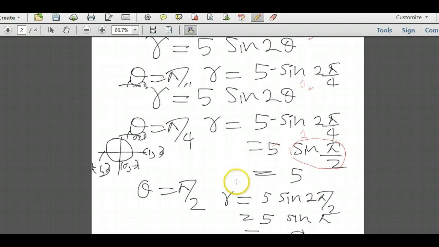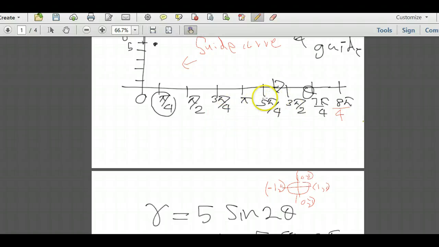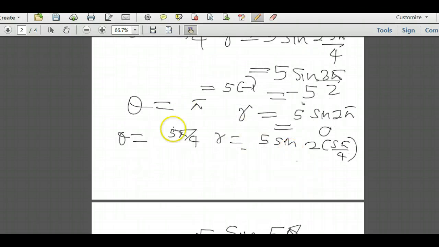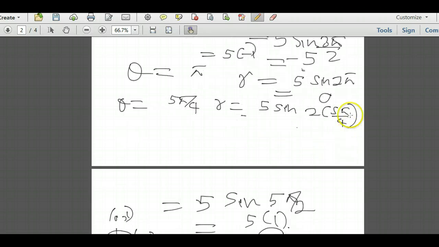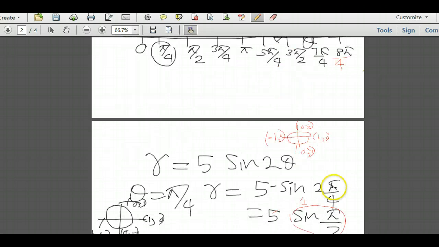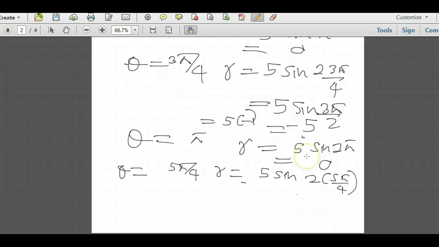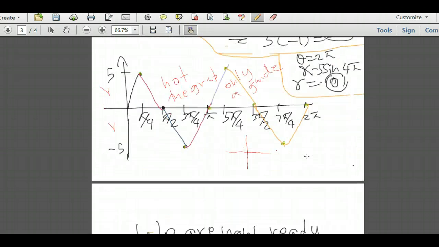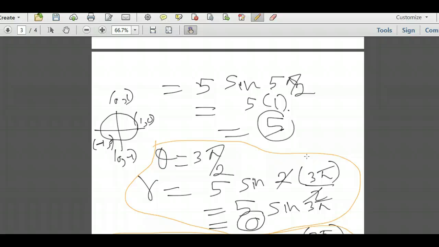And next you go what? After, 5 pi over 4. So you plug in 5 pi over 4, you get r is equal to 5 sine of 2 times 5 pi over 4. The 4 will cancel off, we'll get 5 pi over 2. Now what is 5 pi over 2? Let's start counting. 1, 2, 3, 4, 5. 5 pi over 2 is right here, and the y coordinate will be 1. So sine 5 pi over 2 is 1. So you put 1 here, and 5 times 1 will be 5.